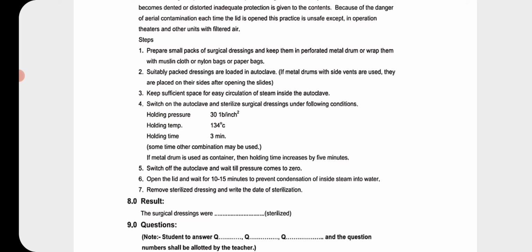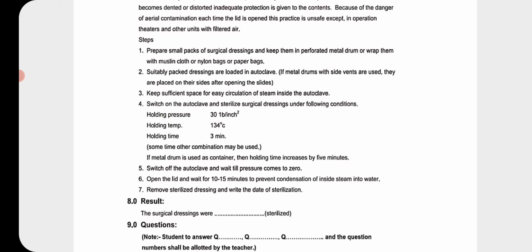Switch off the autoclave and wait until the pressure comes to 0. Open the lid and wait for 10 to 15 minutes to prevent condensation of the steam into water inside. Remove the sterilized dressings and write the date of sterilization.